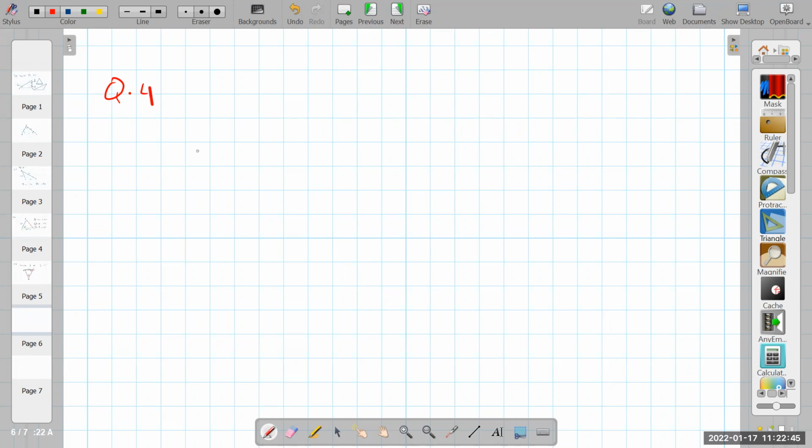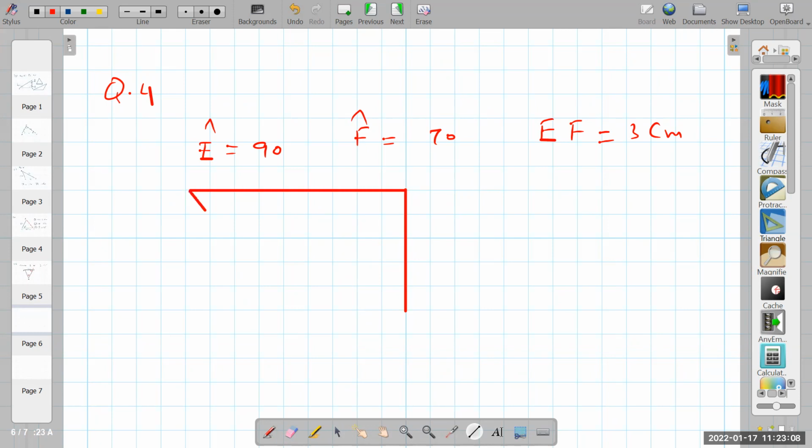Question number 4. In a triangle, angle E is 90 degrees, F is 70 degrees, and EF is equal to 3 centimeters. The triangle is given. This is the triangle which is given, DEF.